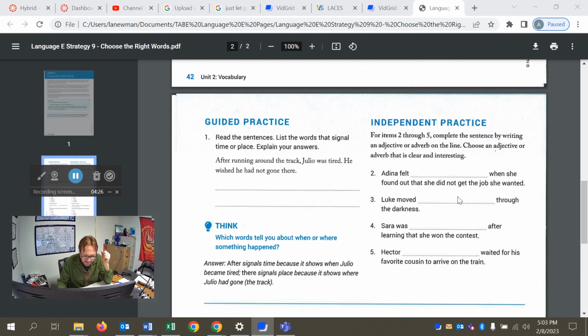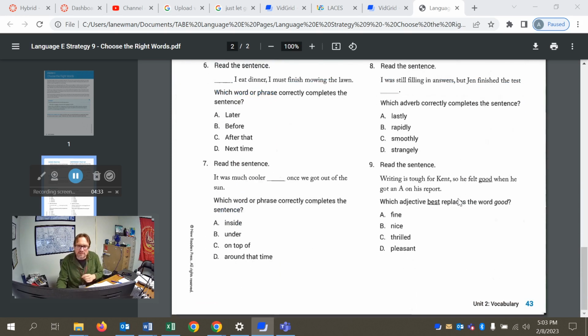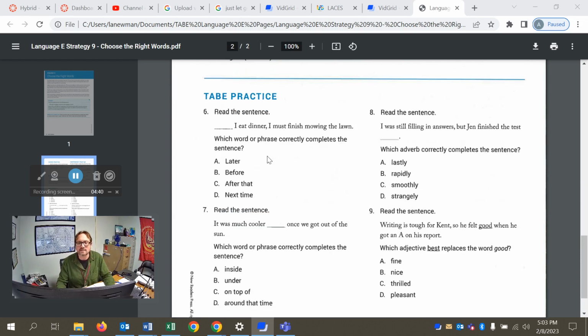5, Hector waited patiently for his favorite cousin to arrive on the train. And work through the multiple choice. So number 6, read the sentence. Which word or phrase correctly completes the sentence? It's before I eat dinner, I must finish mowing the lawn. Maybe you're thinking, well, after would work too. Sure, it would, but that wasn't one of the choices. We had after that. Even though we weren't specifically told a time frame here, before is the only word that works grammatically in the sentence.